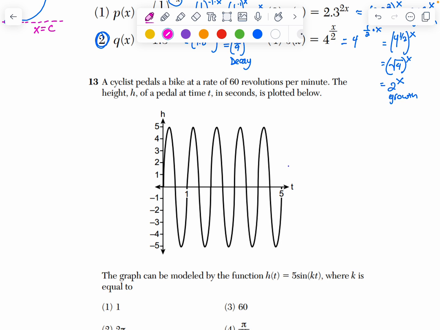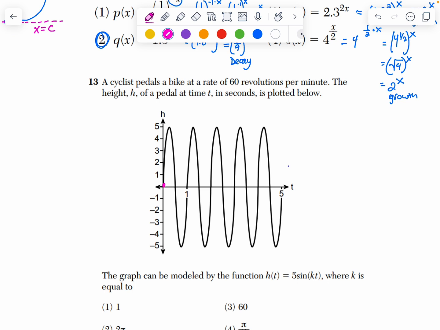They repeat over and over again. This particular question is talking about a cyclist who pedals a bike at a rate of 60 revolutions per minute. The height h of a pedal at time t in seconds is plotted below. So the y values are the height of the pedal, so feet or inches, whatever it may be; 1, 2, 3, 4, 5 inches for a bike pedal would make more sense. Whereas t is the time in seconds.